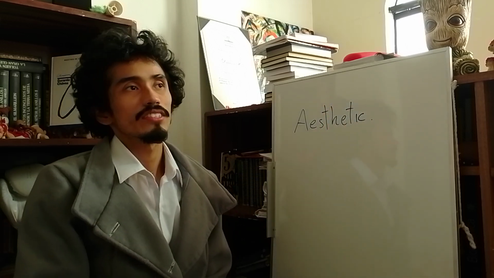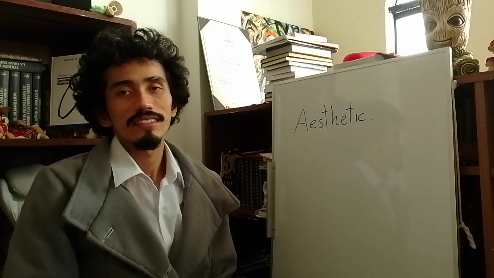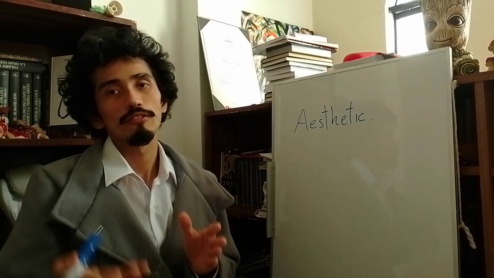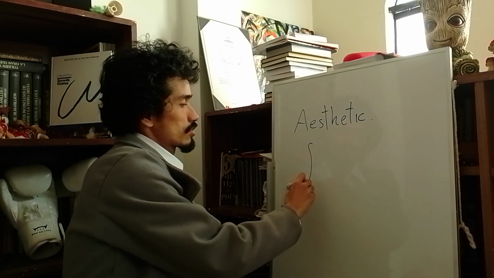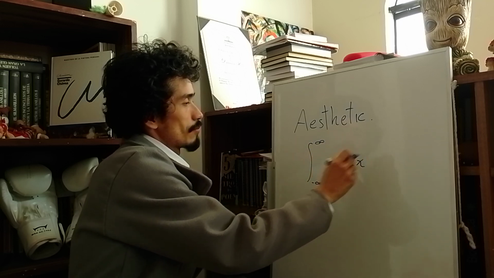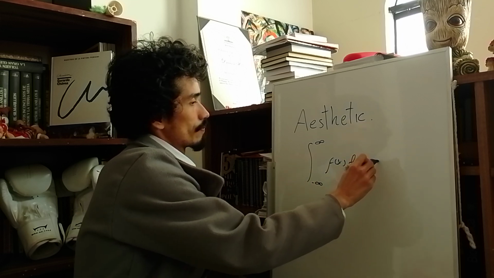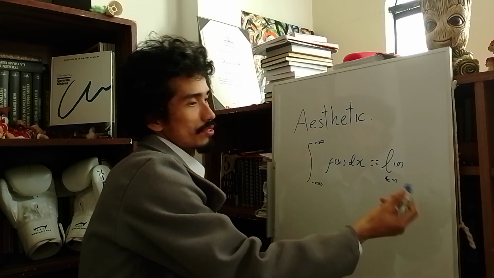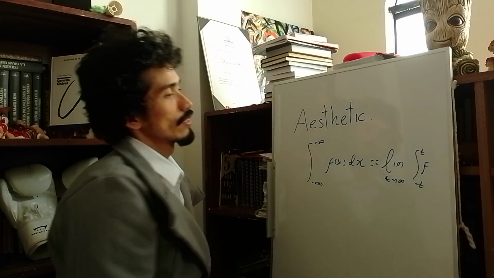Improper Riemann integrals are a mathematical object meant to expand the range of functions and domains over which we can integrate. An improper integral, with some notation, could be taken as this symbol. It is this mathematical object, right? And this is in turn defined as some limit, when t goes to infinity, of the integral from minus t to t of f, right?